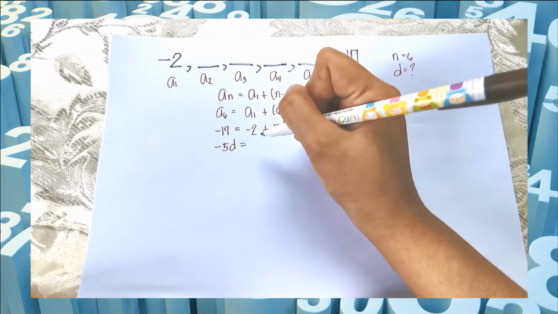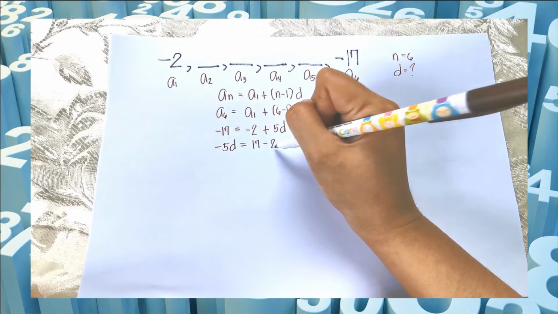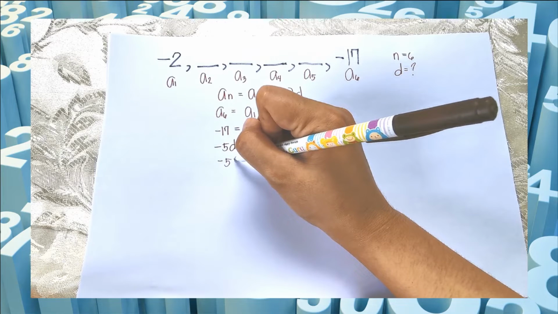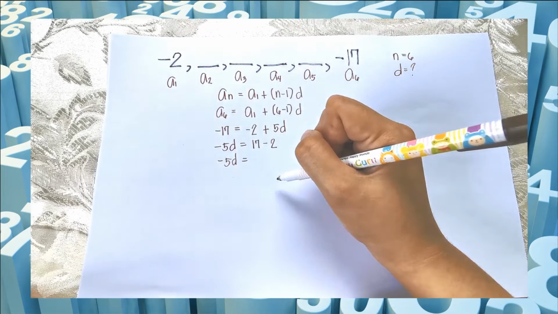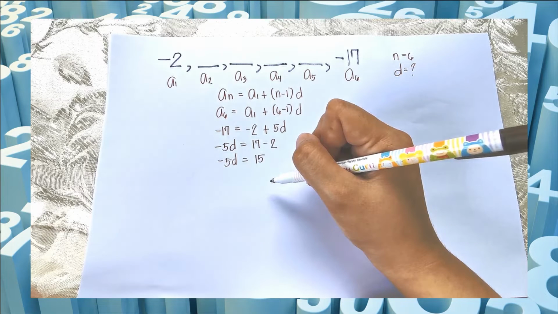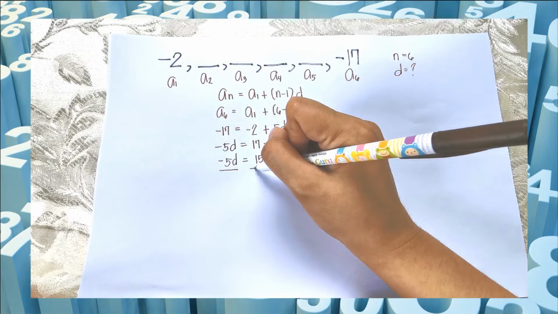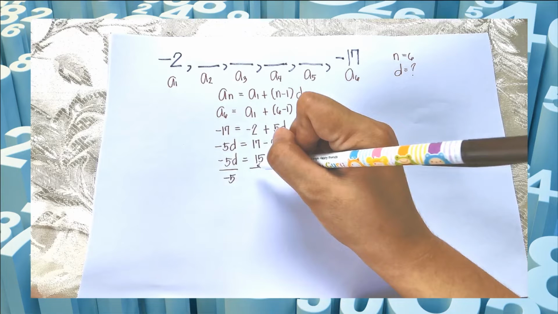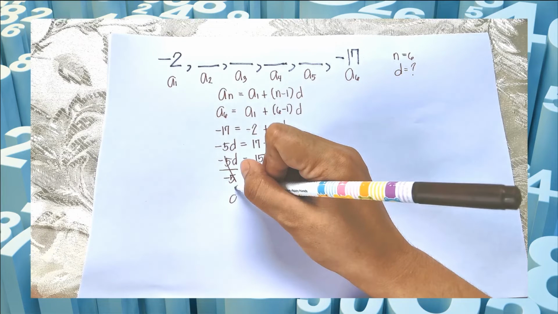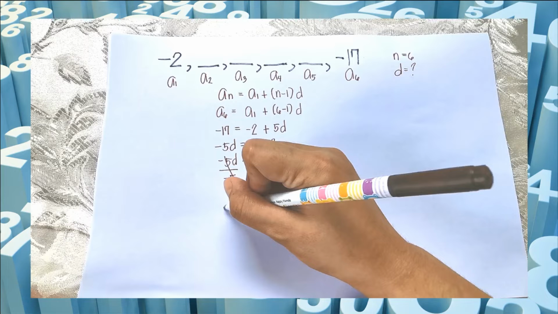Applying the addition property of equality, we have -5d equals 17 minus 2. Simplifying it, -5d equals 15. To get the value of the common difference, we need to divide both sides of the equation by -5, which is the coefficient of d. We have d equals -3.